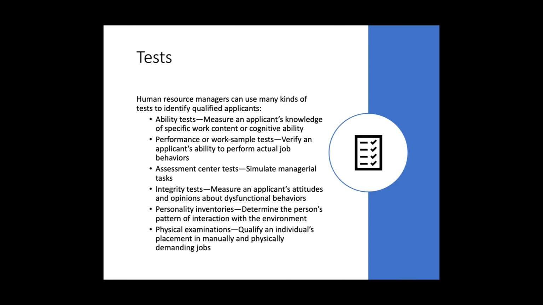Another tool is the test, some sort of objective test that you have candidates complete in order to get a better idea of their qualifications, and you see several different types of tests there. Ability tests, measuring an applicant's knowledge of specific work content or cognitive ability. This is very, very common with software programming jobs, of course, having ability, intelligence, and cognitive tests.